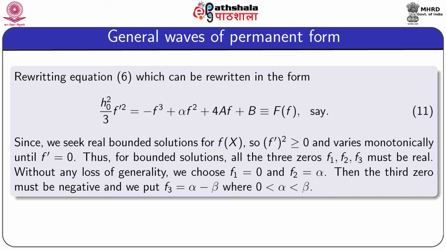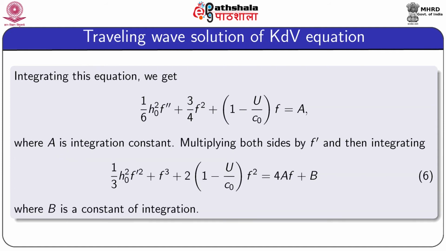So, the earlier one was a particular solution. Now, I am going to obtain a general solution of the equation. So, if we go back to equation 6, in this equation, in the first case we assumed a particular solution for which A equals 0, B equals 0.